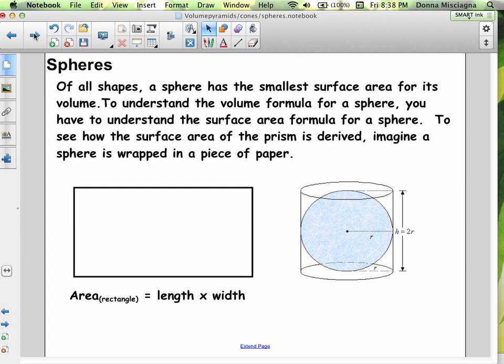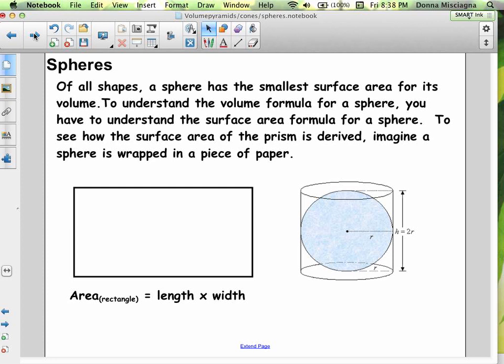So this is the only shape where we're going to start with surface area rather than volume, because the volume formula won't make any sense unless you understand the surface area formula. So to see how the surface area of a sphere is derived, imagine a sphere is wrapped in a piece of paper. We're going to use the paper to help us understand the surface area of a sphere.